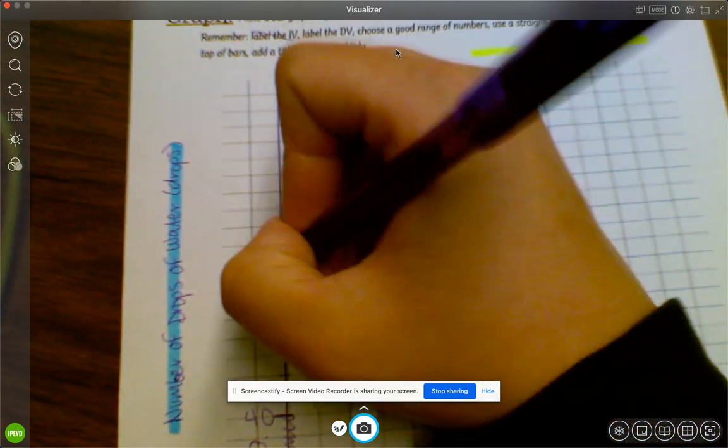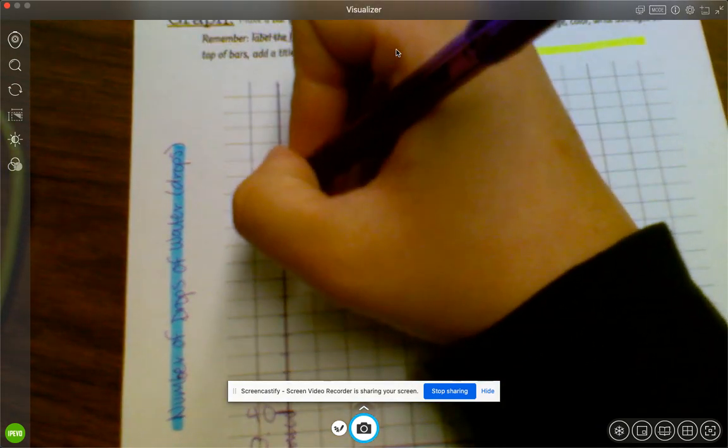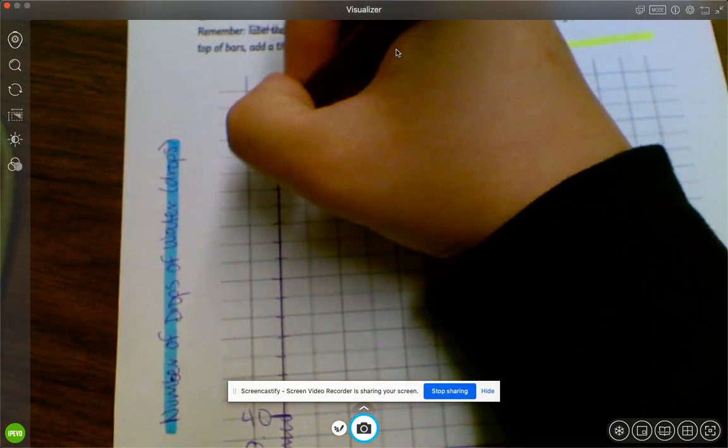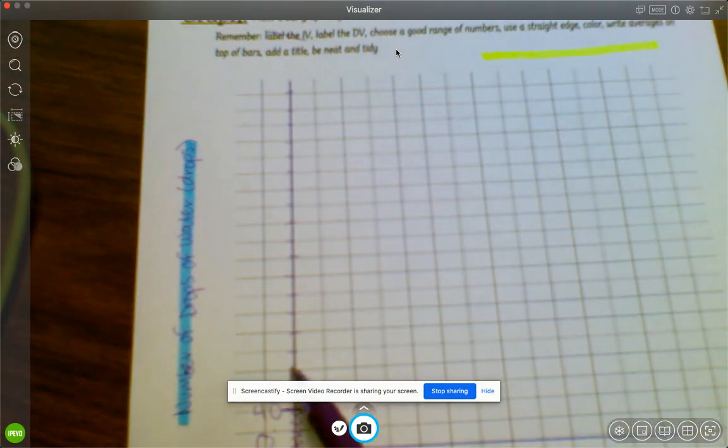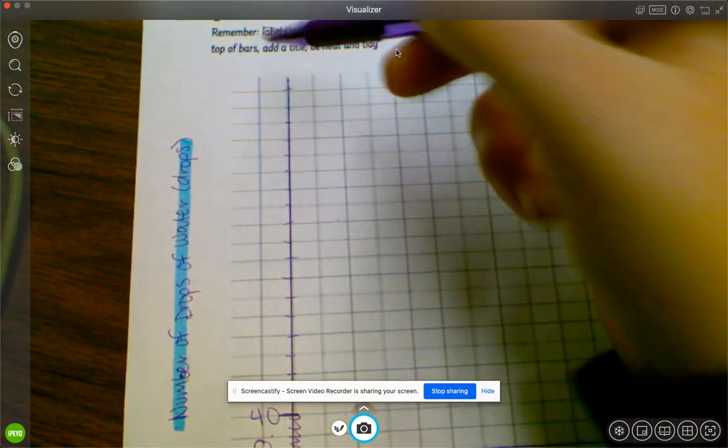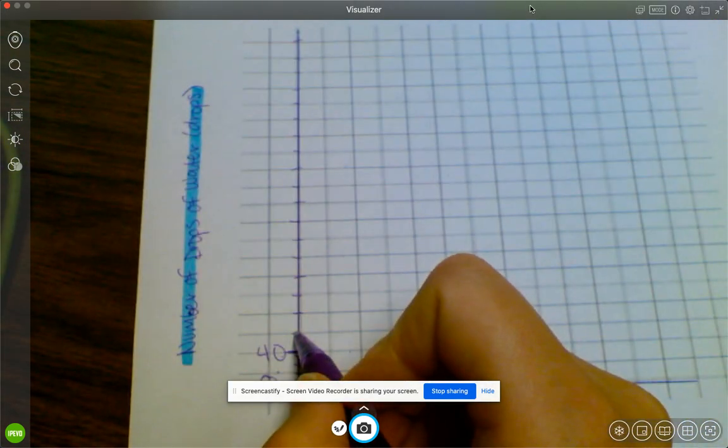But it kind of makes it look messy when you write down every single number. Like, no, we don't need to write down every single number. We do need every single line to represent the same amount, and they do need to be evenly spaced out. So I'm just going to go every 5.